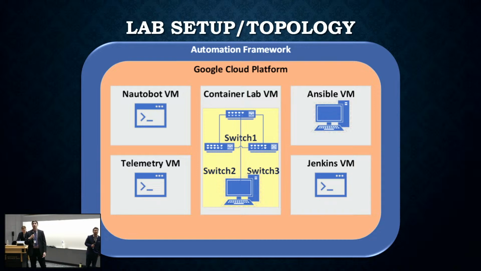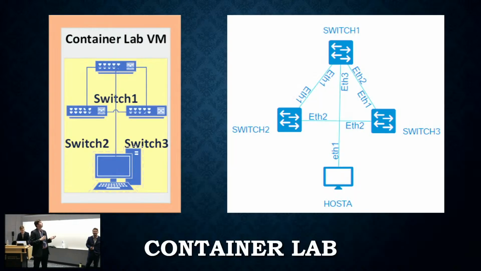We currently have a total of 5 different virtual machines running. Nautobot, which is our source of truth. Ansible is just a desktop client where we get to deploy our Ansible playbooks. We have Jenkins, which is running our pipeline for our CI/CD, and then our telemetry virtual machine. And the center of everything is Container Lab here.